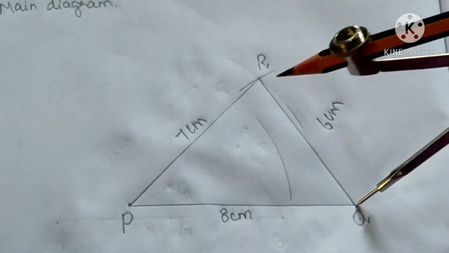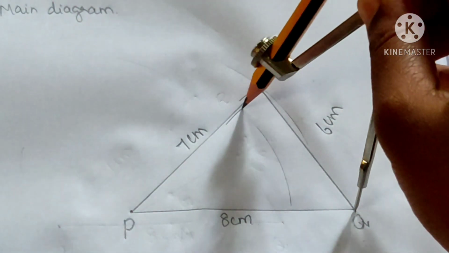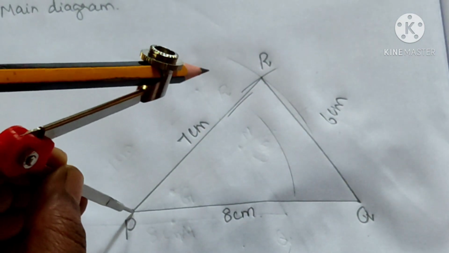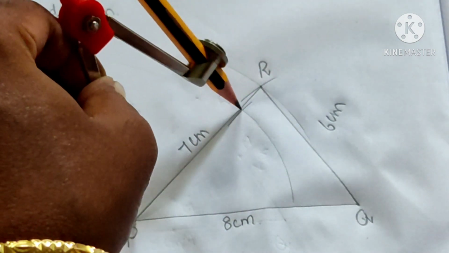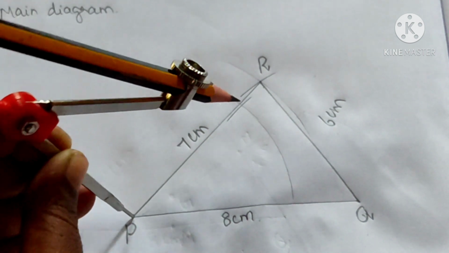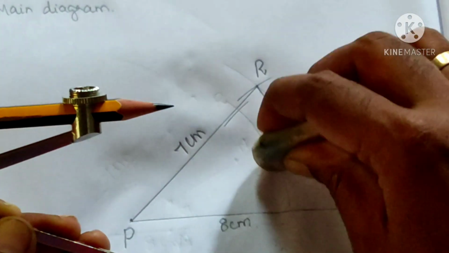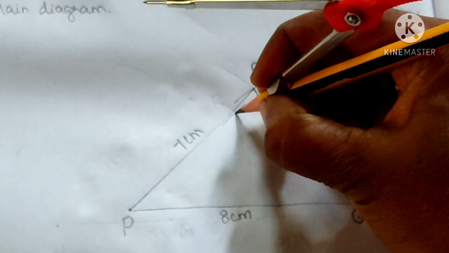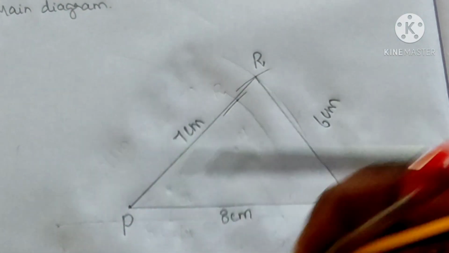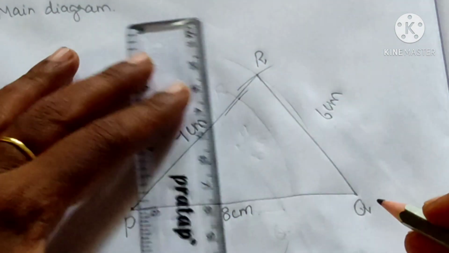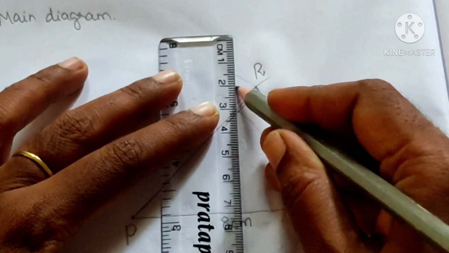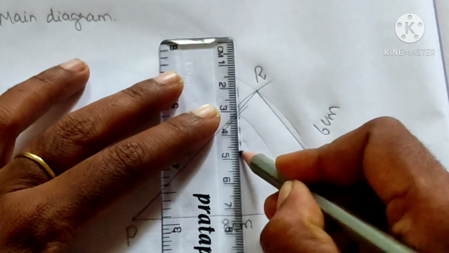Again Q as the center. Draw the arc. If the arcs don't cut, then extend the arc. Find the point of intersection. Extra extension is okay. So mark the point. Use the dotted line. Join these two intersecting points. Use the dotted line.